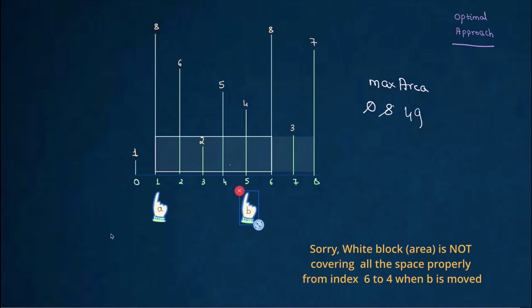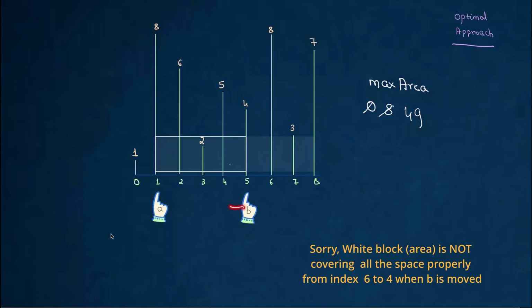Now we will check what's the area. The new area would be this one. That is 5 minus 1, 4. And the minimum here is 4. So we get 16. 4 4s are 16. And 16 is less than 49. So I'll not update the max area.